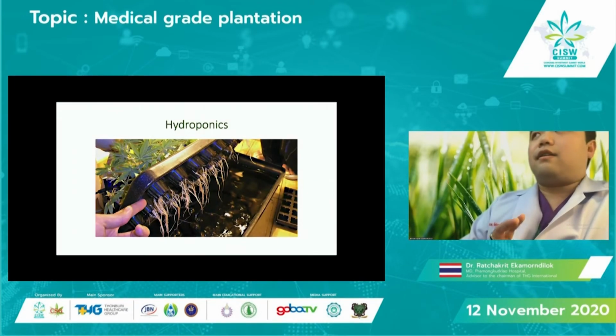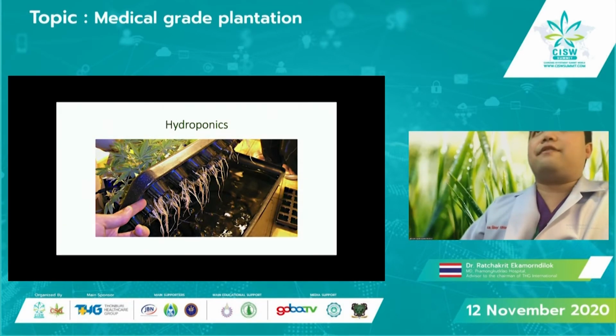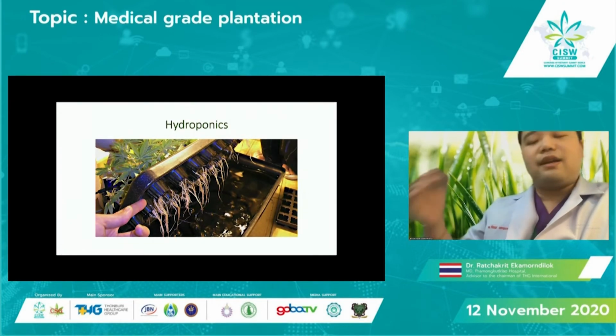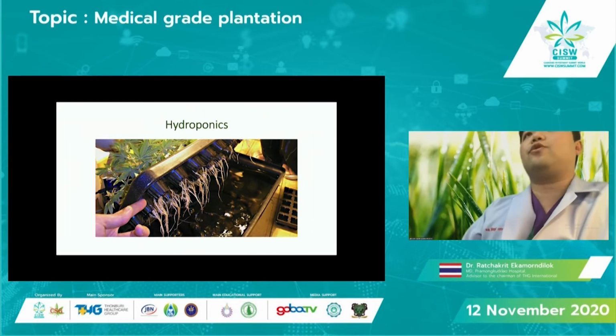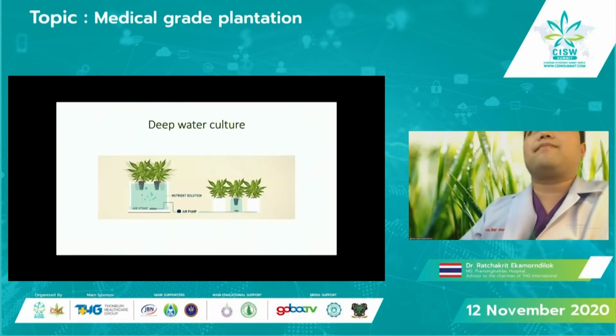but hydroponic is more complex. There are many types of hydroponic. Hydroponic is a big category, so you have to understand how cannabis can grow under hydroponic. Start with the medium of the hydroponic. We can use clay pebbles, perlite, rockwool, or coco coir.